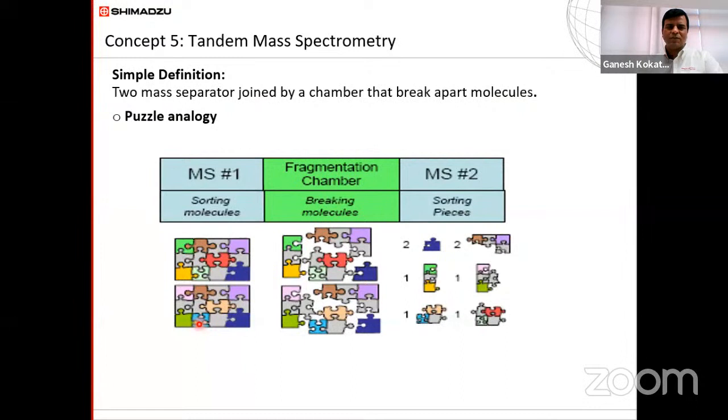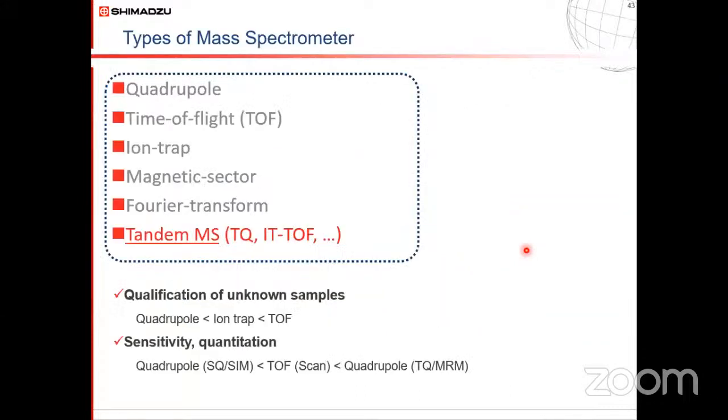So concept number 5 is obviously tandem mass spectroscopy. MS1 is only sorting a molecule. Then the fragmentation chamber is breaking the molecule, and MS2, this is about the triple quadrupole. MS1 is just identifying the molecular weight of a compound. In the fragmentation chamber, fragmentation happens in Q2, so it's breaking the molecule. The third one is sorting the pieces. We need to sort out which molecule each piece corresponds to. So if this peak or fragment is there, we need to identify which molecule it corresponds to. So these are some basic concepts before moving ahead.